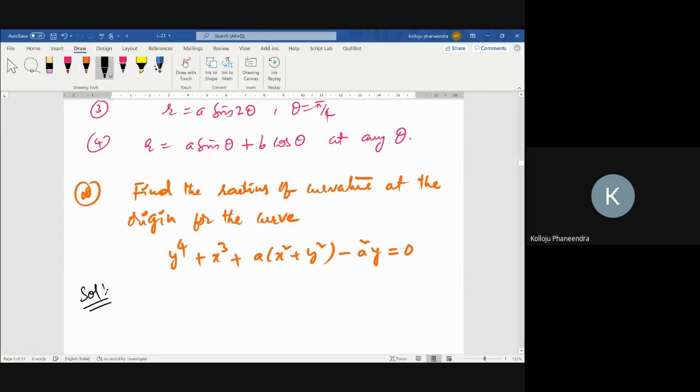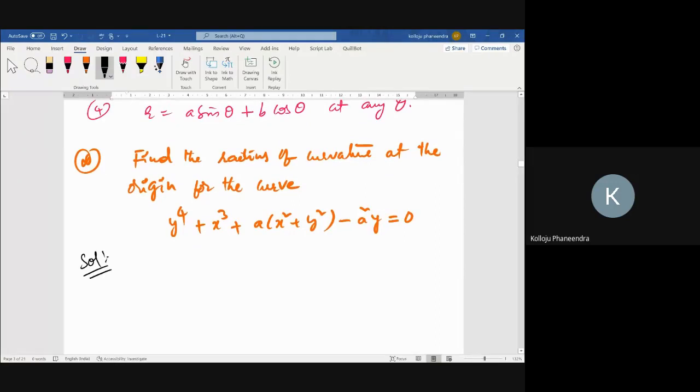Yesterday we have seen the radius of curvature formula when the curve is passing through the origin and the x-axis is tangent at that point. Similarly, the curve is passing through the origin where the y-axis is tangent at that point, like that. Okay, now let us see this problem. Do you know how to calculate the tangent at the origin?